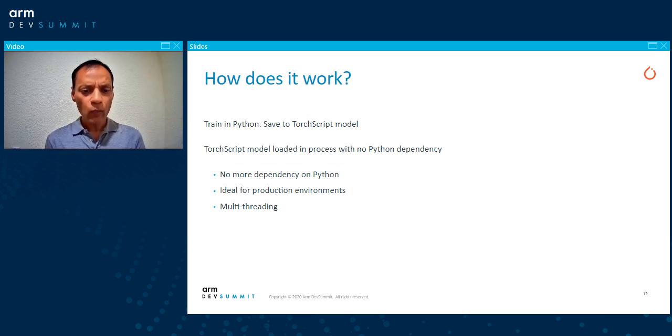So how does it work in real life? You would train your model in Python and save to a TorchScript model. This mobile-friendly TorchScript file can now be taken to your mobile workflow. The TorchScript model can be loaded by code that has no Python dependency. This means that there is no global interpreter lock.